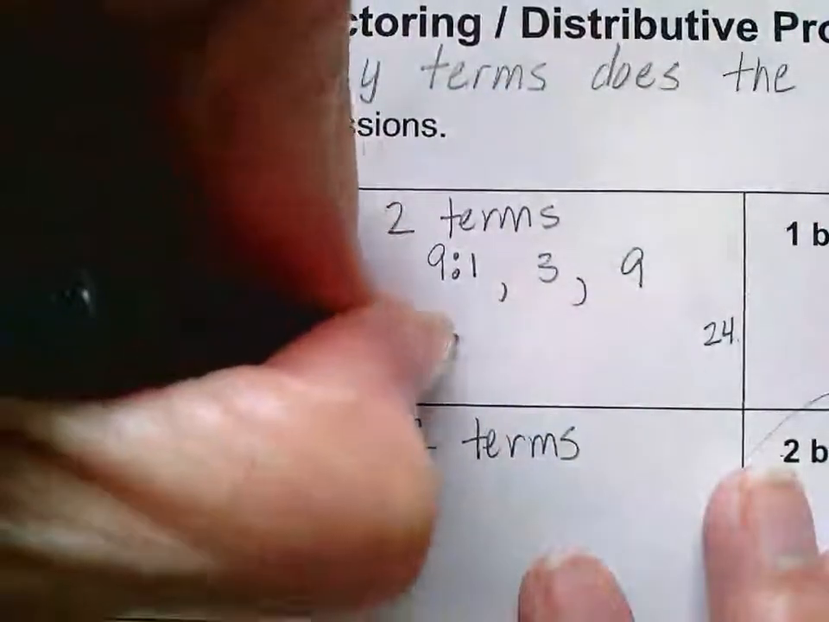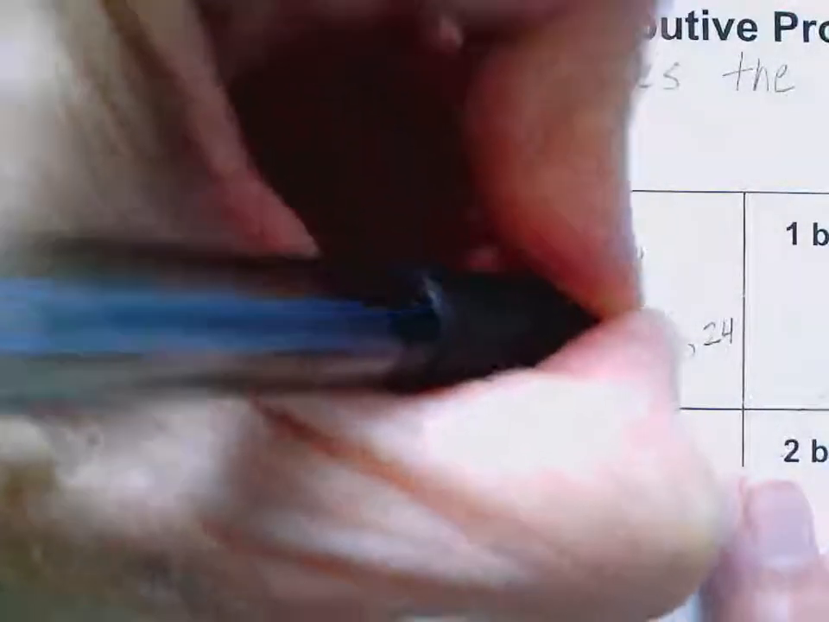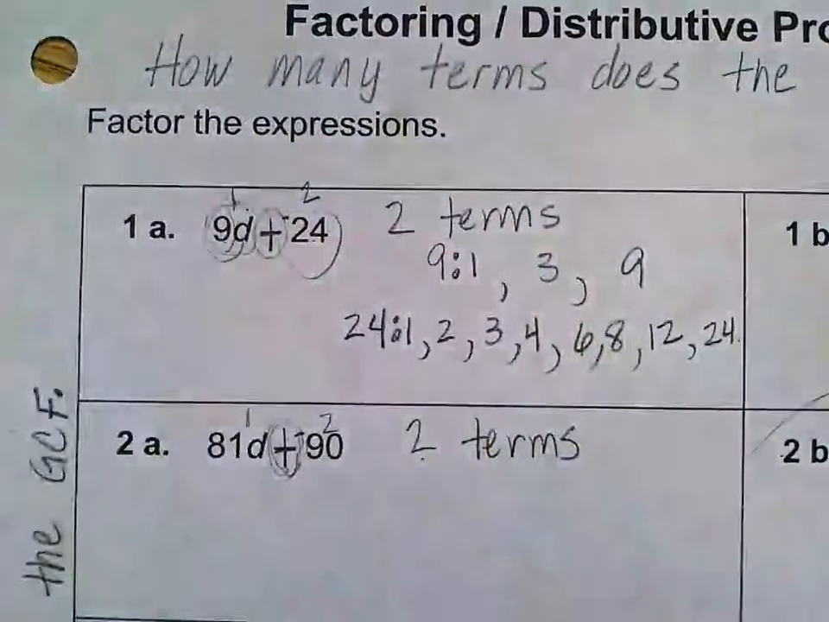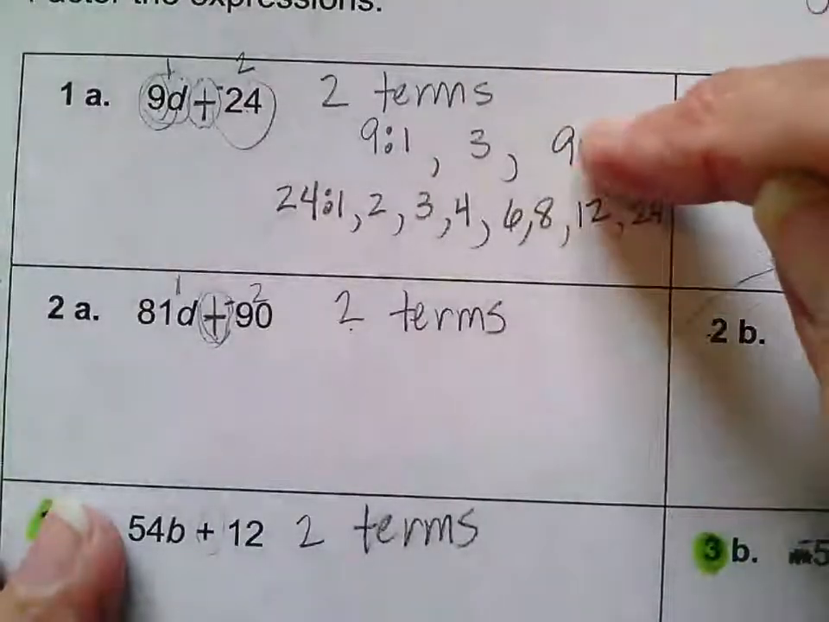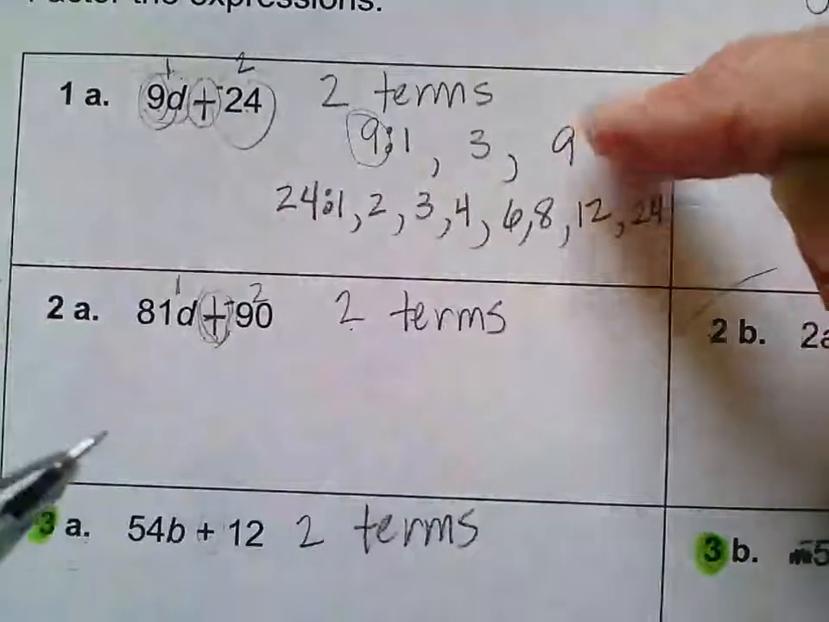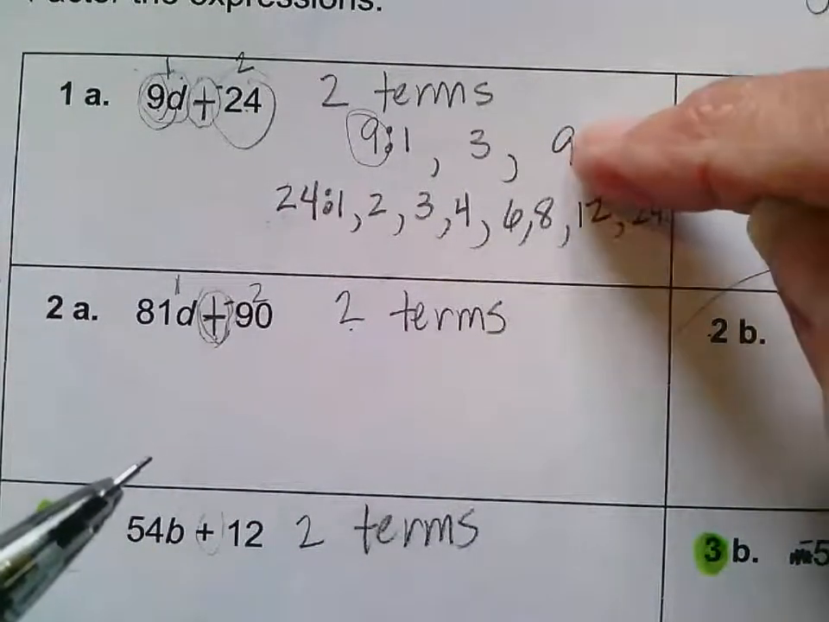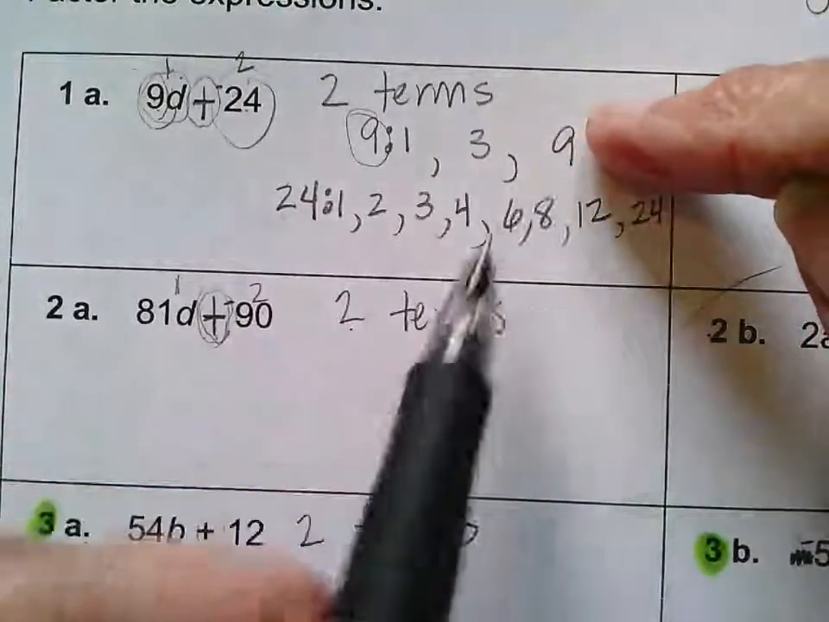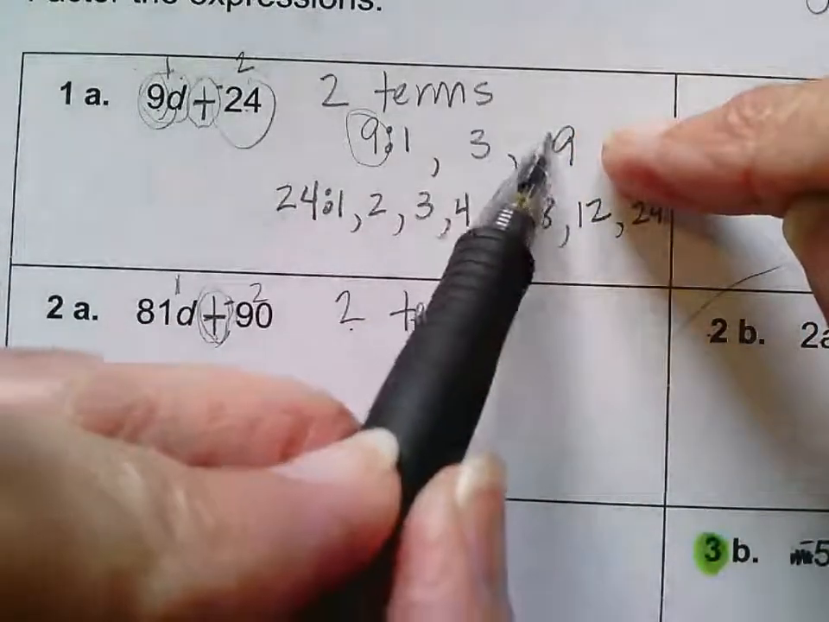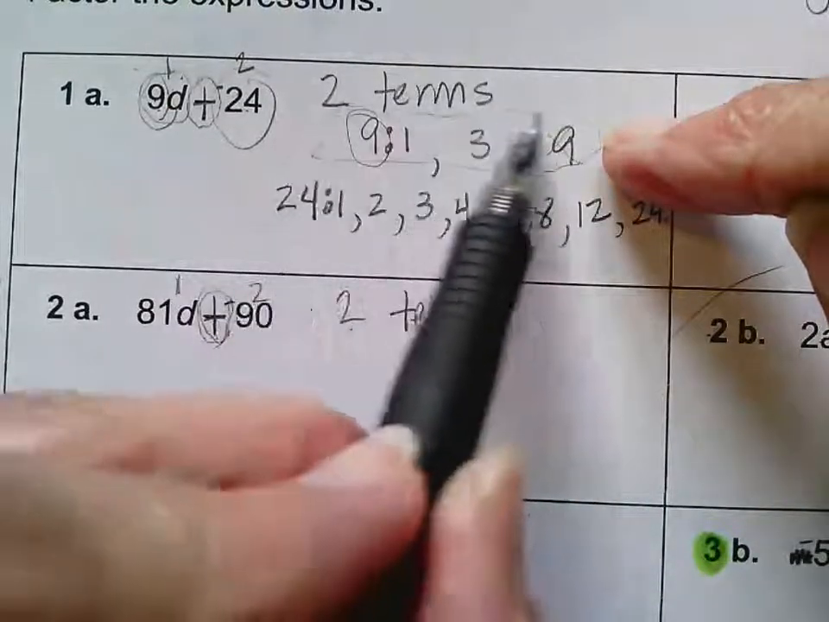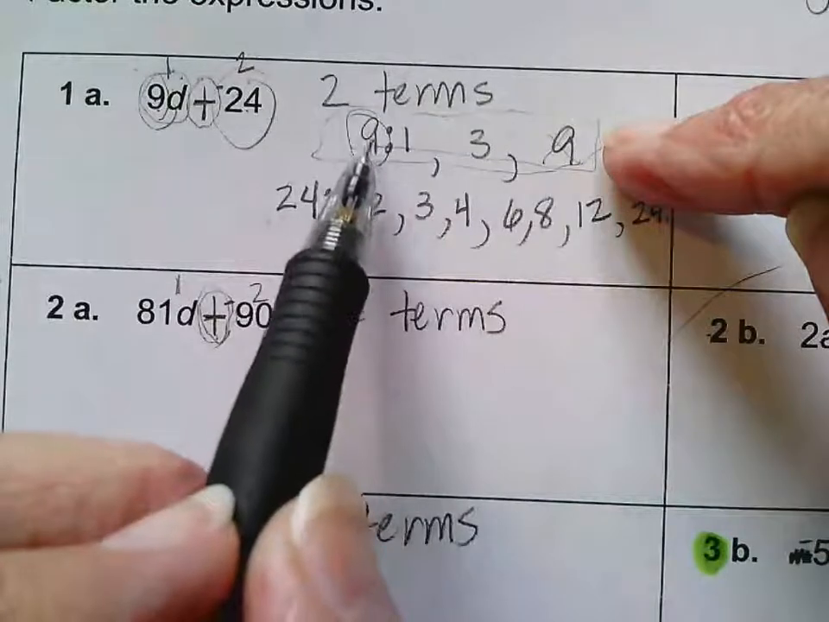1 and 24, 2 and 12, 3 and 8, 4 and 6. I'm going to start with my number that was smaller because I can't have a factor that's larger than 9. So if 9 does not appear down here in this list, 9 is not the greatest common factor. My greatest common factor has to come from my number that is the lowest.